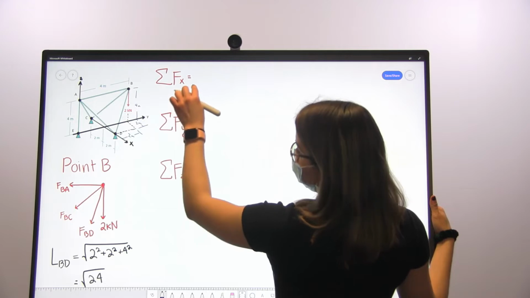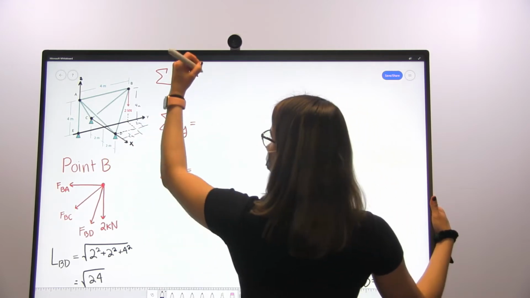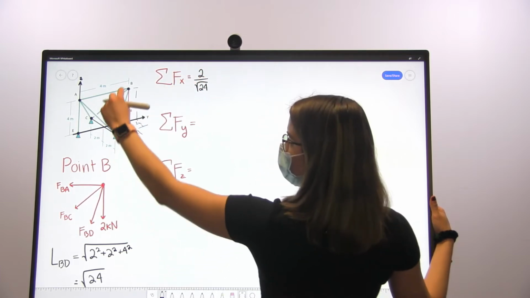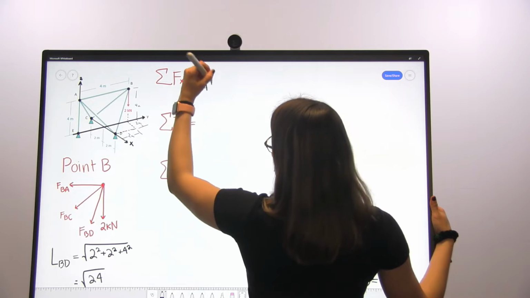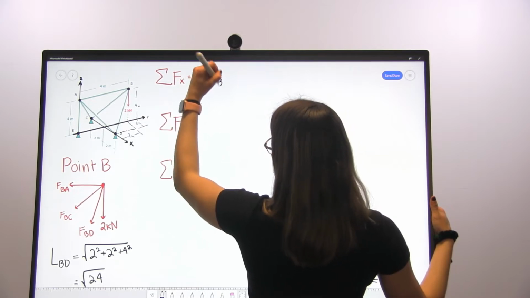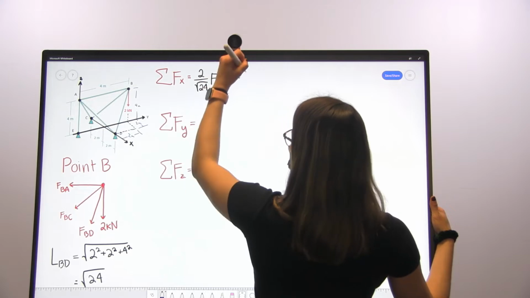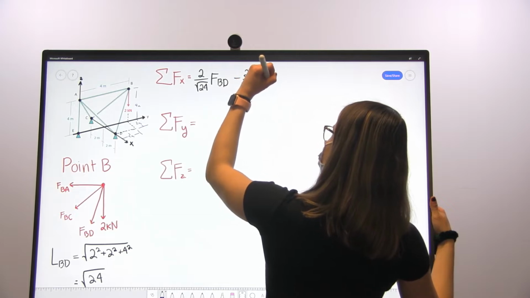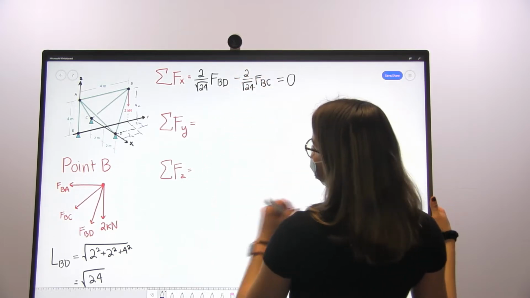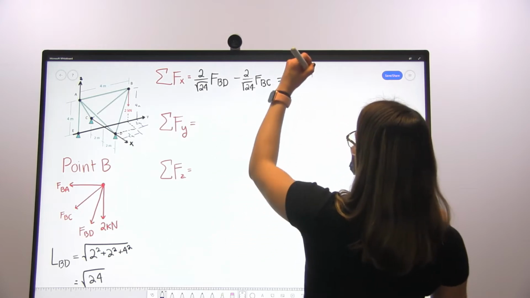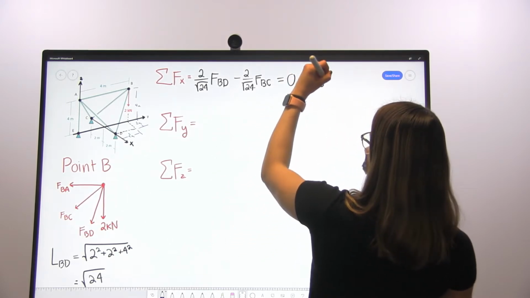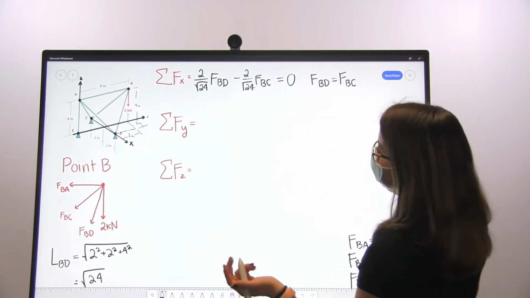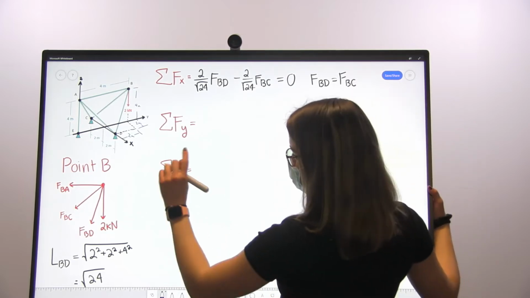So the equation in the x direction is going to be 2 over square root of 24, a fraction of force BD that is going in the x direction, minus 2 over square root of 24 FBC, and that is equal to 0. From this equation, we can see really quickly that force BD is equal to force BC, and that's going to be a helpful hint for later.